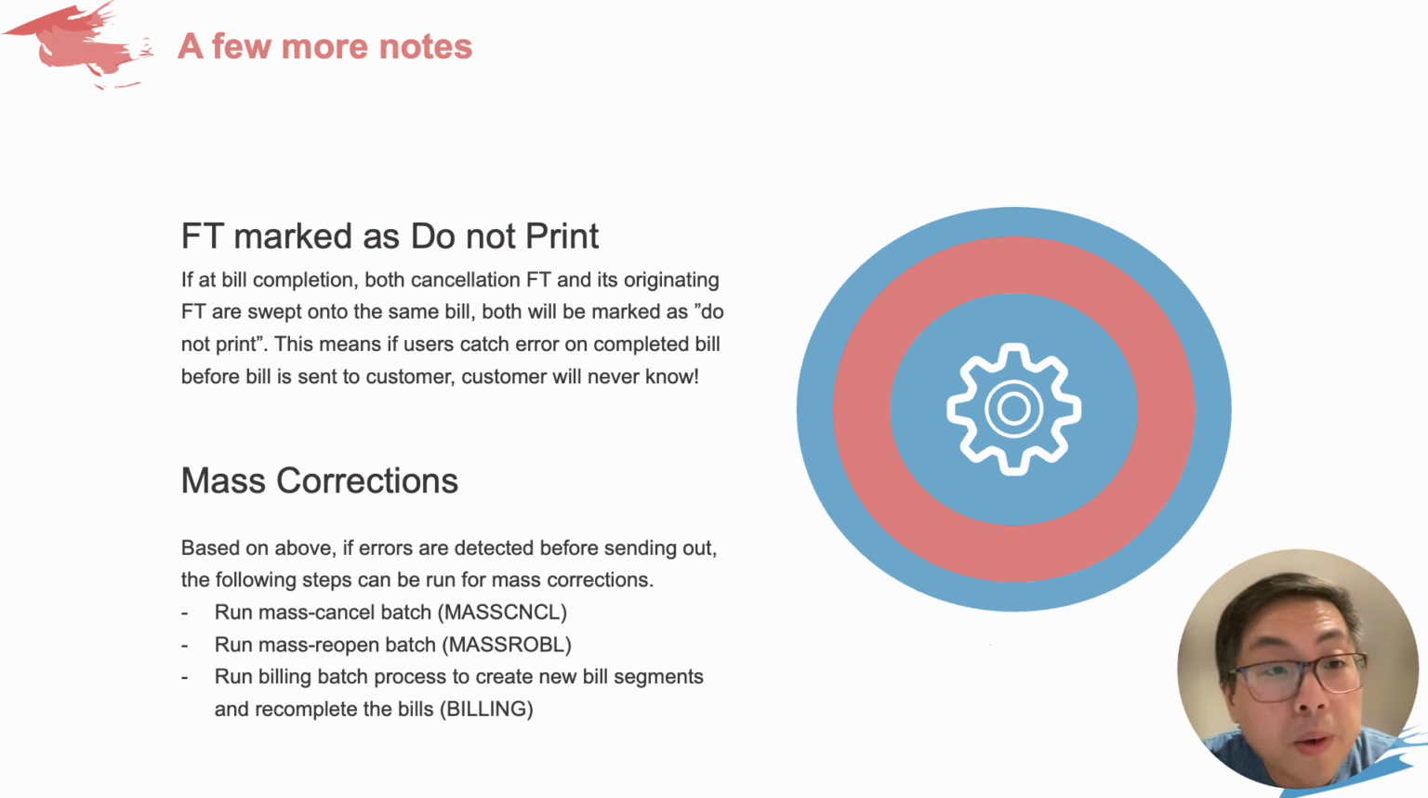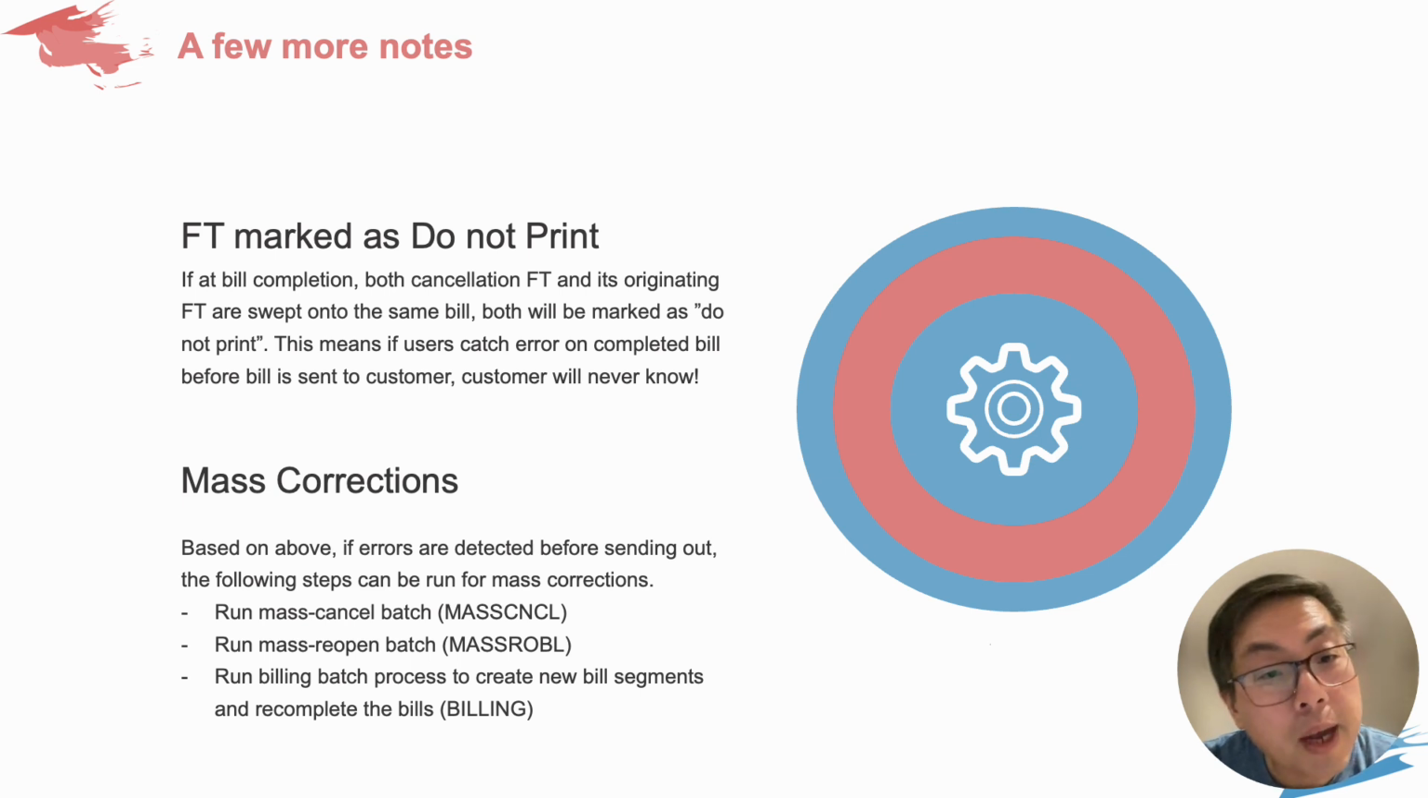A few more notes. At the point of bill completion, both the cancellation FT and the original FT are swept onto the same bill, and both are marked as do not print. So in the case of cancel rebuild, what is left is the new bill segment being rebuilt, and that will be the only one being created. Based on that, you can also do mass correction.